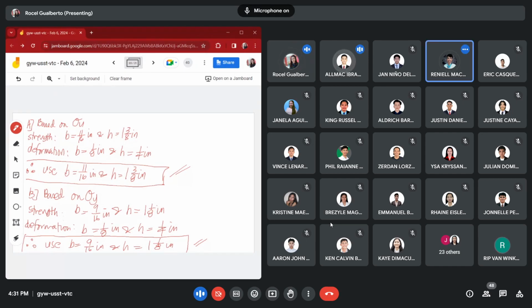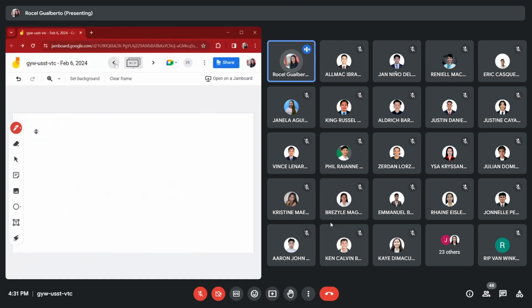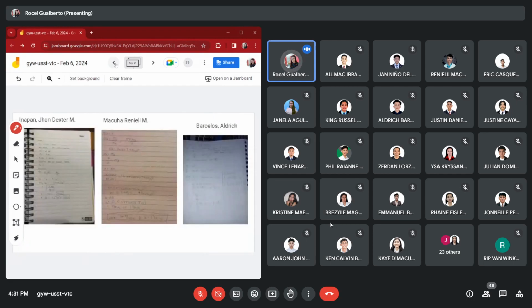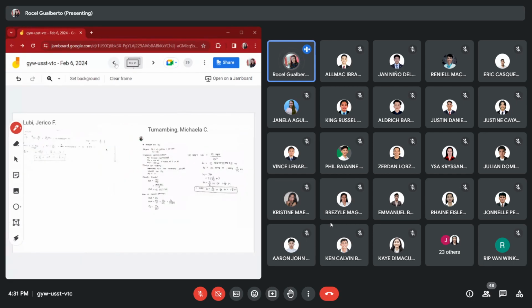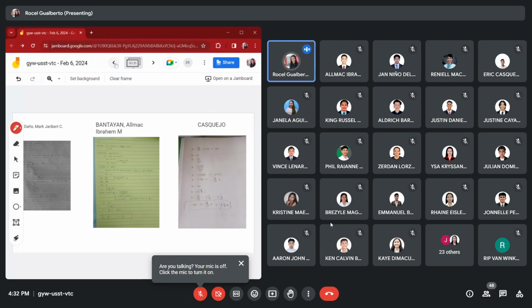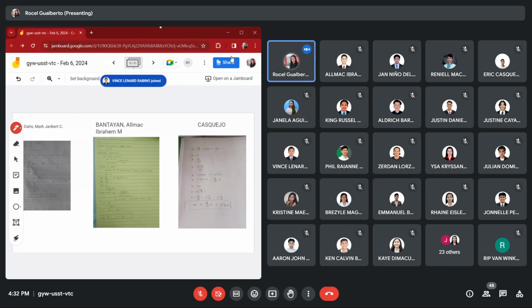Yes po, ma'am. Okay, good. I hope po yung iba nalagay din dito yung ano nila, or kung hindi man po nalagay dito ay you've got po yung tamang sagot po natin. So ganun po natin design ang members under pure tension, based on the strength failure and based on the deformation failure.